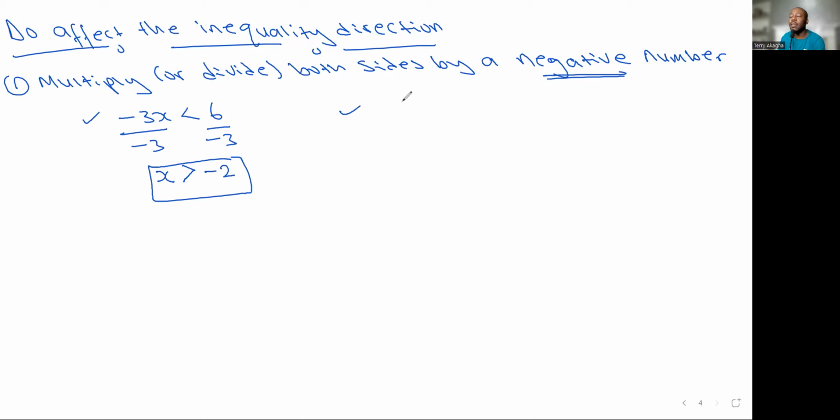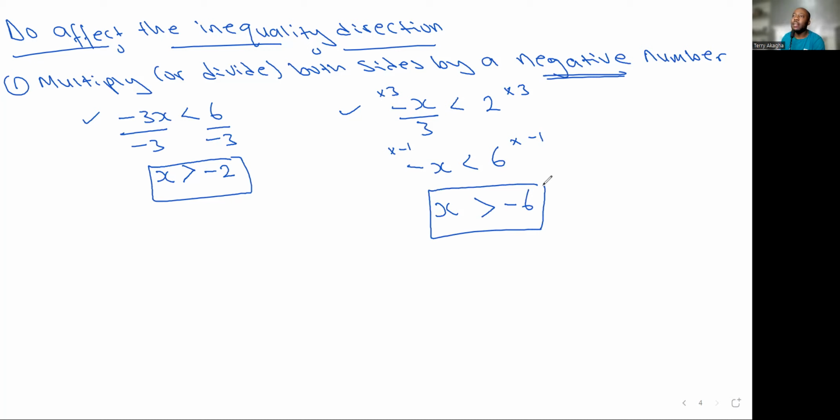Now let's look at another one. Let's say we have minus x over 3 is less than 2. Now, if we multiply both sides by 3 first, we're going to have minus x. It will still be less than, because it's positive, nothing is going to change. But when you multiply both sides by minus 1, to get rid of this negative, then x is going to be greater than minus 6. So anytime you multiply or divide both sides by a negative number, the sign is going to change.